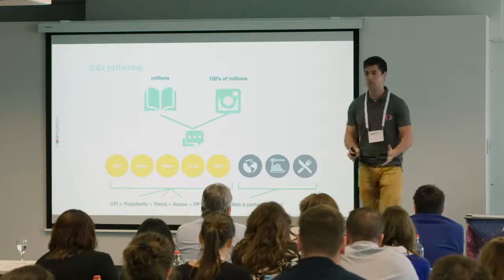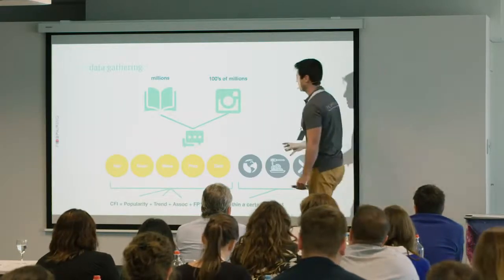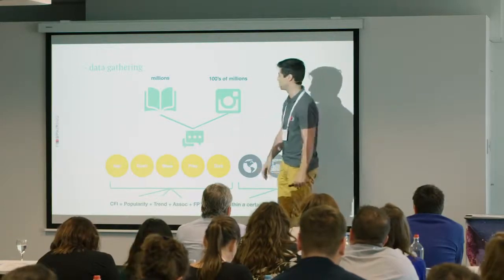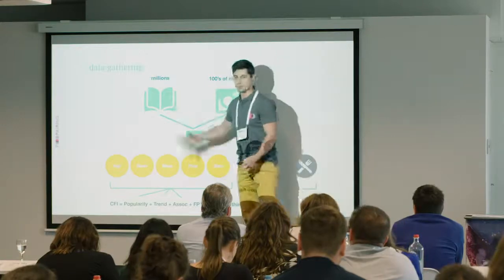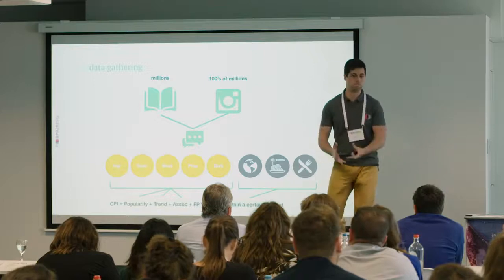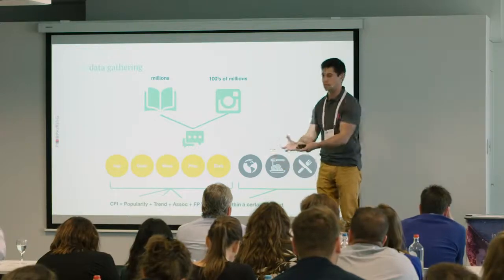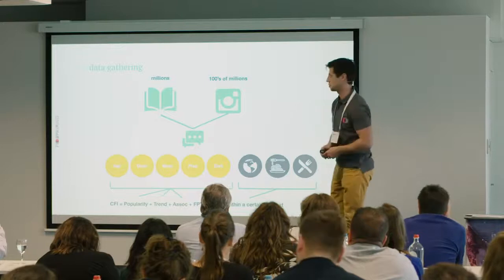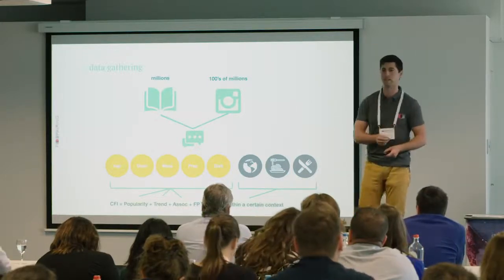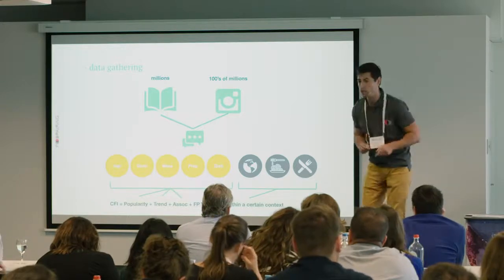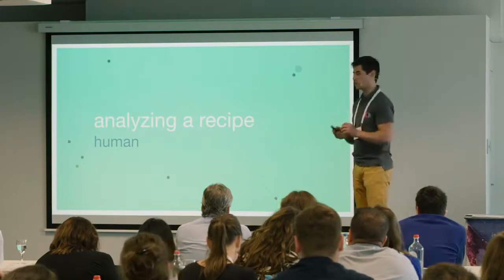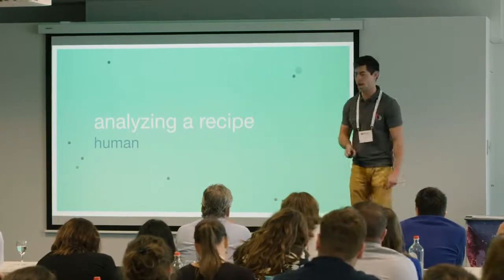Right, so what do we do? We gather the data: hundreds of millions, billions of social media posts, along with millions and millions of recipes. But they're just documents. They don't do anything. We can't tell a machine to gain insights from that. We first have to analyze and structure the data contained in those documents. And how do we do that? I'm going to try to explain it by taking the human example.